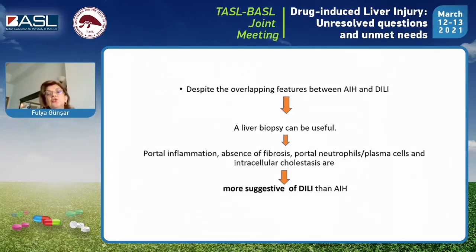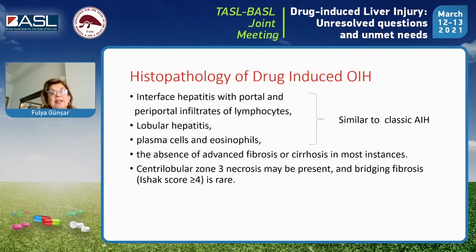Despite the overlapping features between autoimmune hepatitis and DILI, a liver biopsy can be useful. Portal inflammation, absence of fibrosis, portal neutrophils, plasma cells, and intracellular cholestasis are more suggestive of DILI than autoimmune hepatitis. Histopathology of drug-induced autoimmune hepatitis, in fact, is similar to classic autoimmune hepatitis, except for the absence of advanced fibrosis or cirrhosis in most cases, and central lobular zone 3 necrosis may be present, and bridging fibrosis is rare.